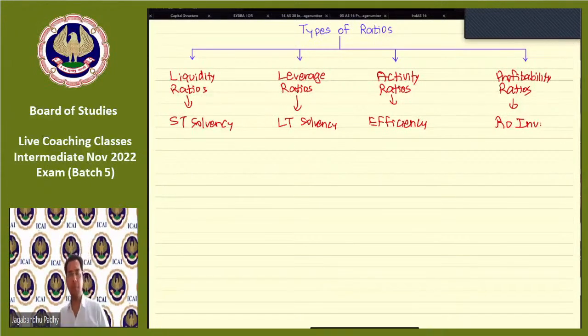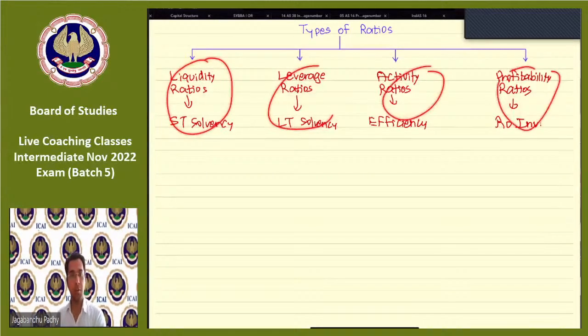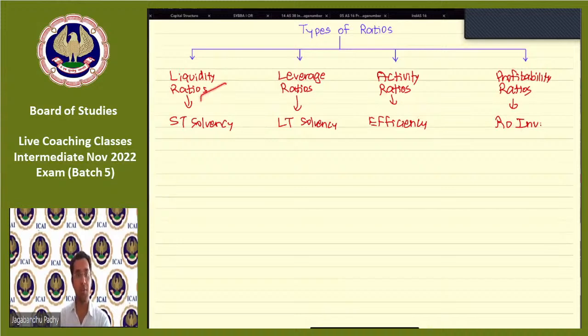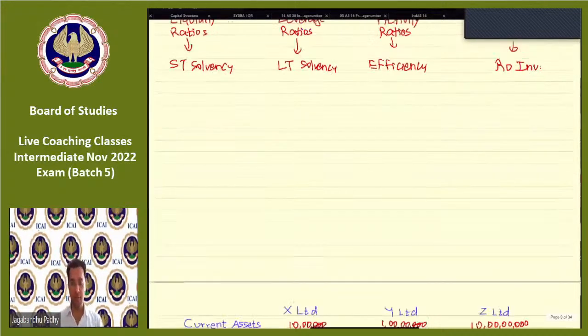Now, let's quickly recap the ratios and then we'll do some more questions. We have seen that for financial analysis of any company, we need to look at certain numbers, and those numbers are the ratios or the percentages. Ratios can be broadly categorized into these types: liquidity ratio, leverage ratio, activity ratio, and profitability ratio. Liquidity ratio talks of short-term solvency, leverage talks of long-term solvency, activity ratios indicate how efficiently we are doing our business, and profitability ratios tell us what return on investment we are generating.